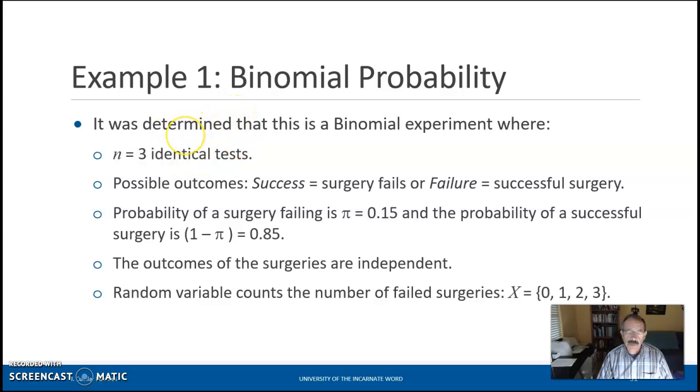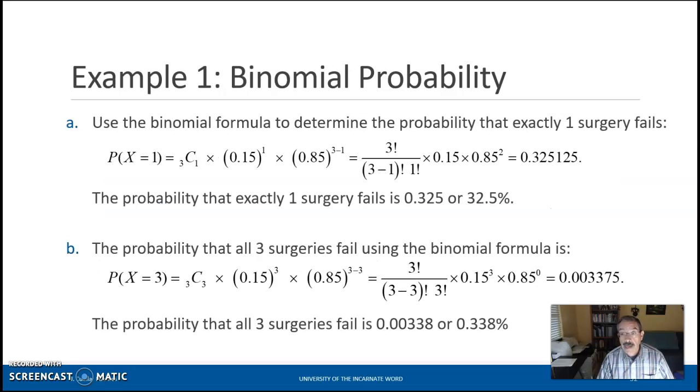Right. In this case, as we saw previously, we have 3 identical trials. The success in this case is that the surgery fails, and the failure is that the surgery succeeds. So the probability of a surgery failing is 0.15, and the probability of a successful surgery is 1 minus pi, which is 0.85. We saw that the surgeries are independent, and also the random variable counts the number of failed surgeries. So you could have 0 failures, 1, 2, or 3 failed surgeries. All right, so we verified before, and now you can see again that this is a binomial experiment. So we can use the binomial formula to calculate the probabilities.